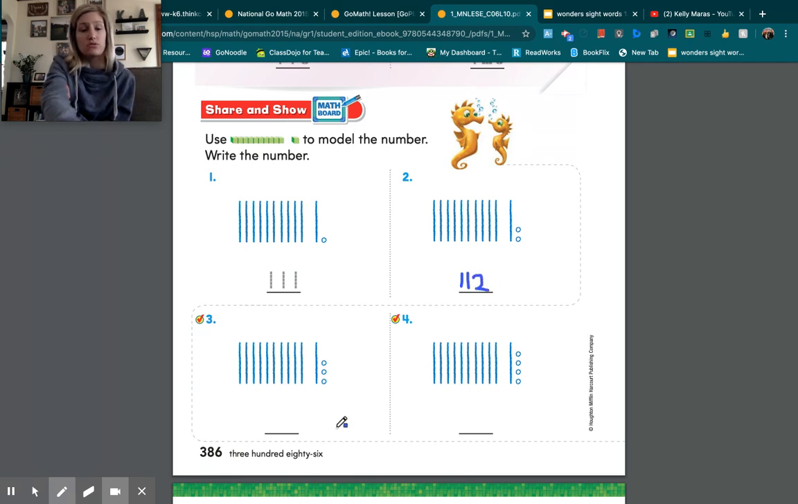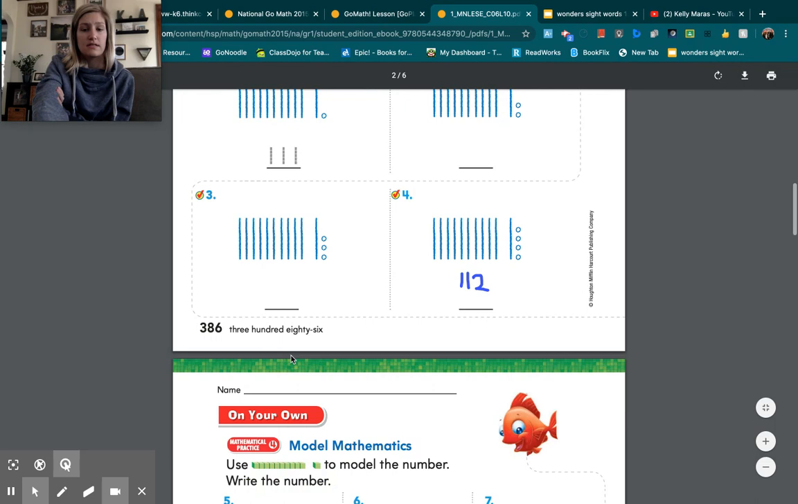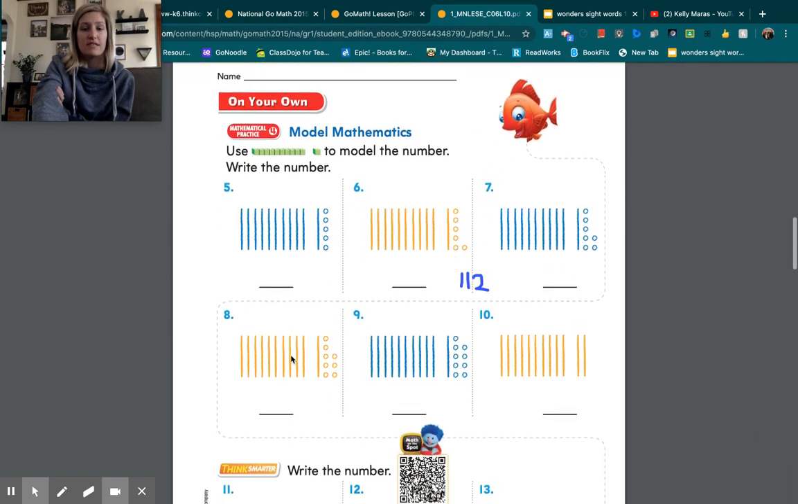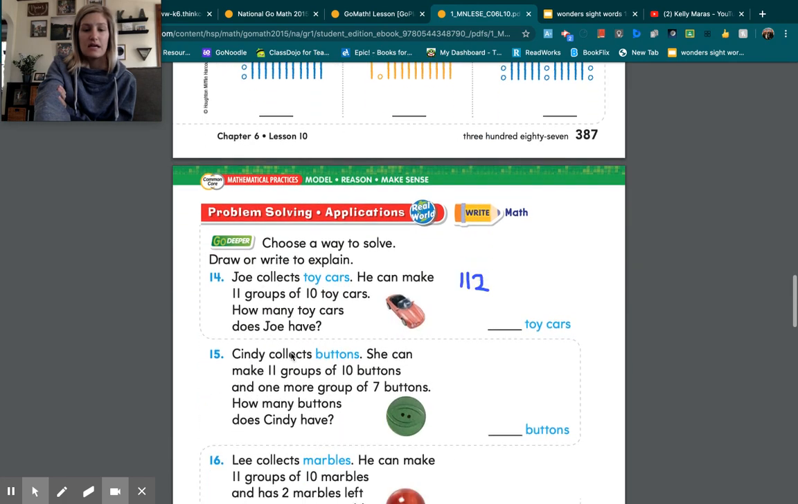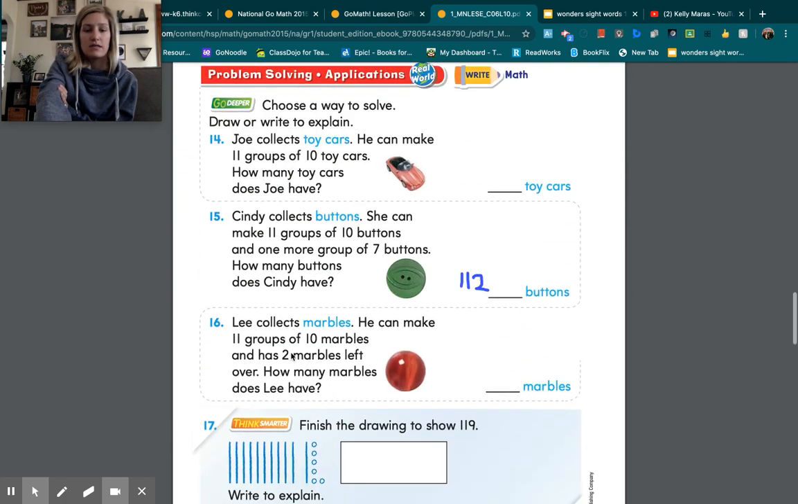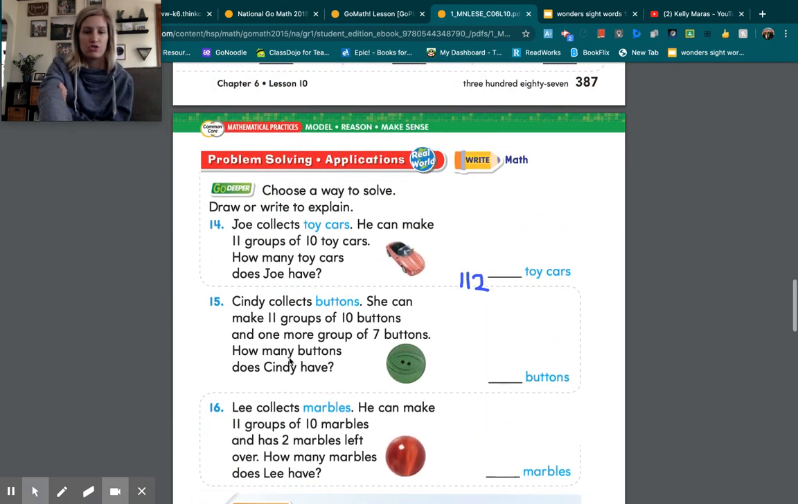And you guys are going to do the same thing for 3 and 4, as well as this next page, 5, 6, 7, 8, 9, 10, 11, 12, and 13. If you'd like, you can go on to this page as an extra challenge.